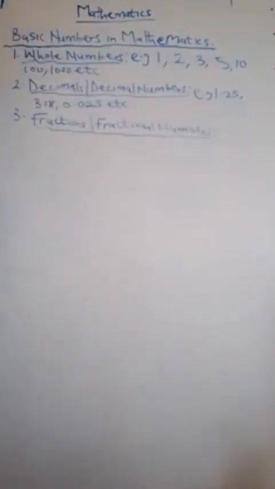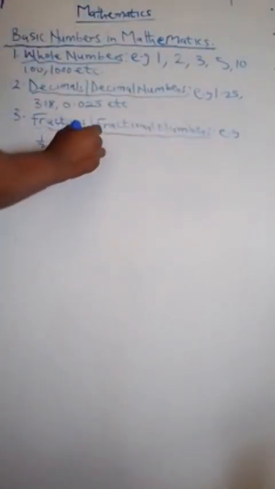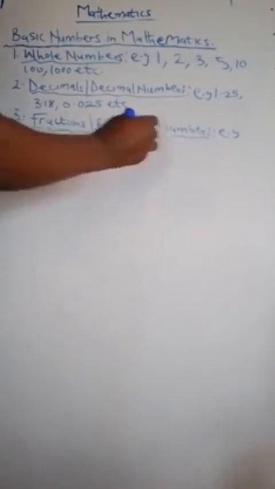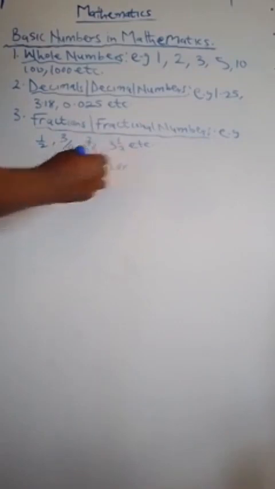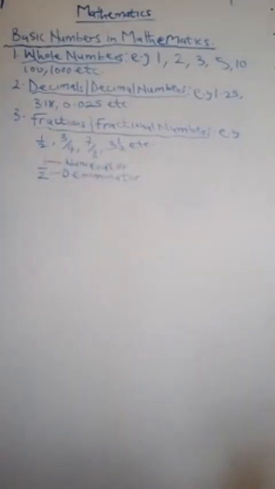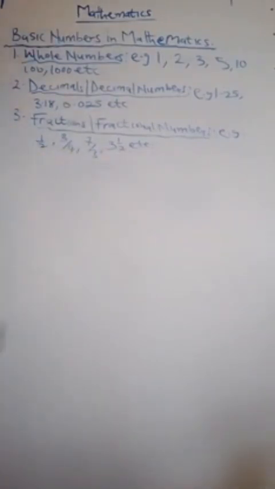A fraction is a number that has a numerator and a denominator, e.g., 1/2, 3/4, 7/3, 3 whole number 1/2, and many more. Let's take 1/2 as an example. 1 is the numerator because it is the number written above in a fraction. 2 is the denominator because it is the number written below in the fraction. Let's look at types of fractions.